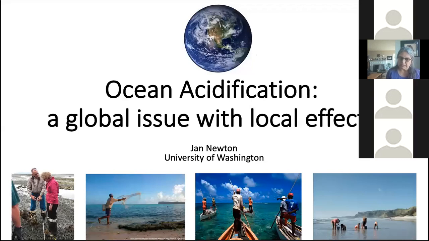Okay, so this isn't really the title of the talk, but it is a slide I often use. Ocean acidification, a global issue with local effects. If you look at those pictures along the bottom, one is from Washington State, one's from Fiji, one's from the Caribbean, and one's from New Zealand. You see people in all of those, but you see different habitat, and you can't necessarily see different organisms, but we know that to be true. And so it's really important, if we're going to do a regional vulnerability assessment, that we think on that local scale.